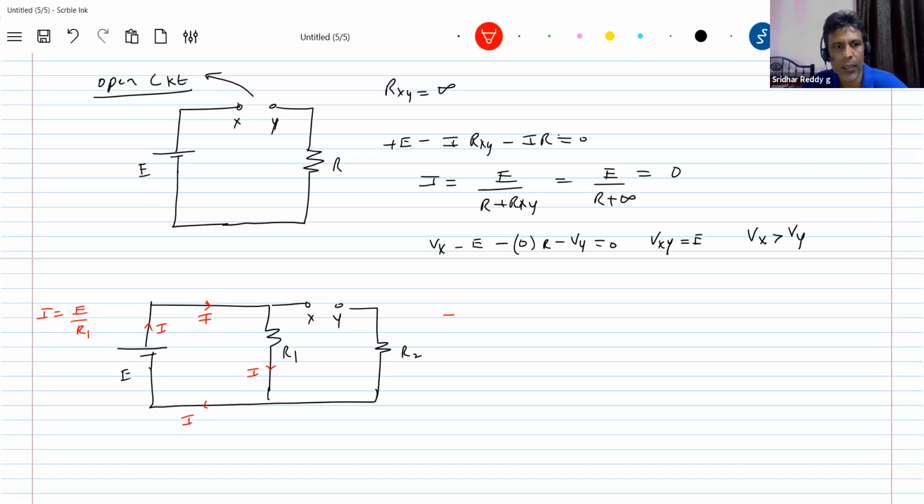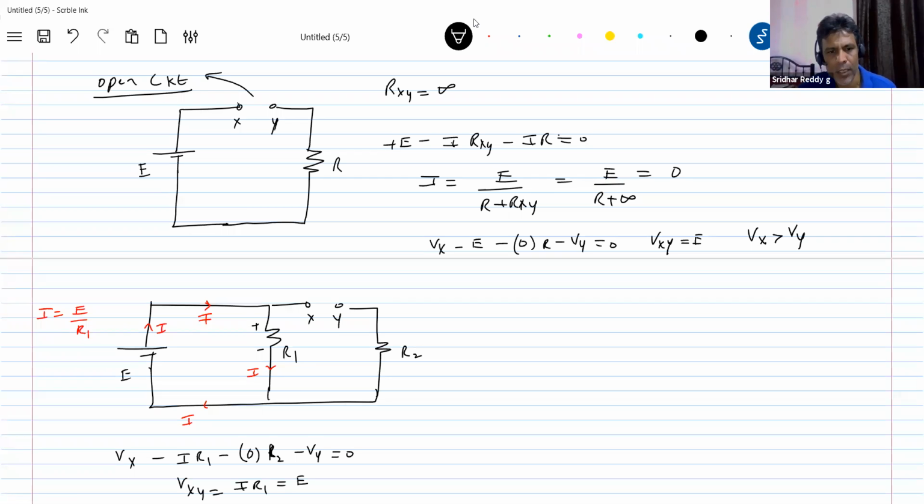E by R1. I want the potential drop. Anybody? How to get the potential drop? Again, the same method. Don't bother anything. Just take help of KVL. Vx. Current enters and leaves, no? Minus IR1 minus 0 into R2 minus Vy equals 0. So what is Vxy equal to? IR1. And what is IR1 should be equal to E.